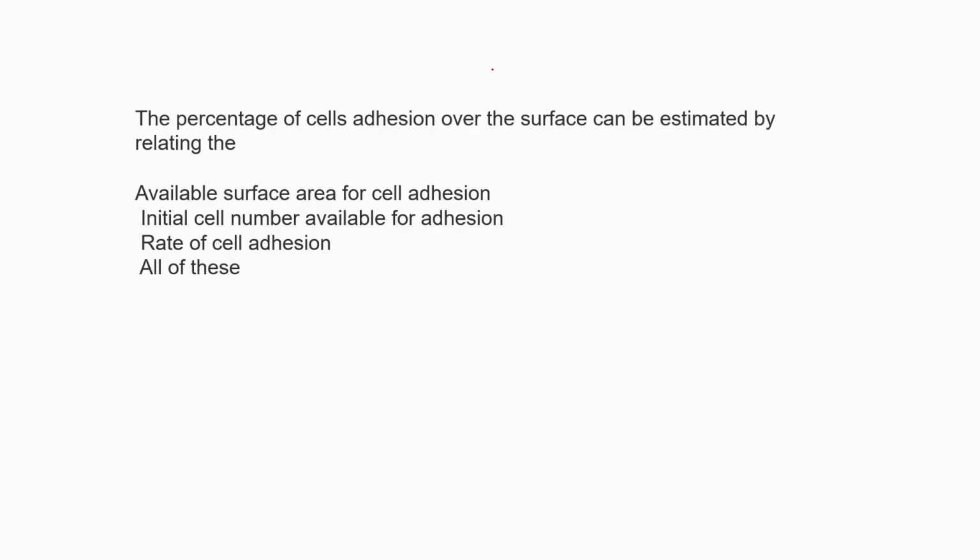Okay, here is the next question. The percentage of cell adhesion over the surface can be estimated by relating the options are: available surface area for cell adhesion, initial cell number available for adhesion, rate of cell adhesion, or all of these.